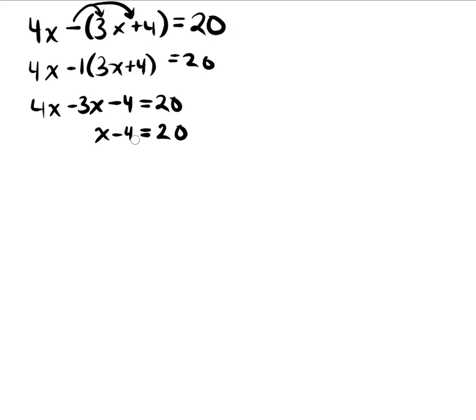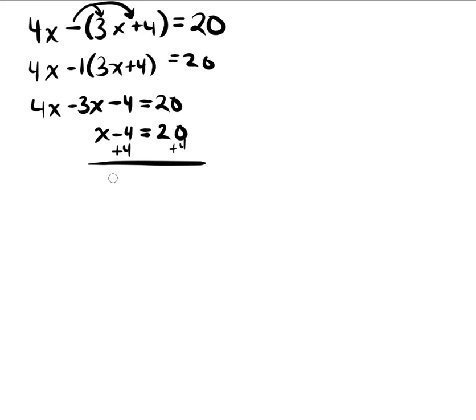At this point, I still have this -4 that I need to deal with. And the way I'm going to handle that is I'm going to add 4 to both sides. Right? Add 4 to both sides.